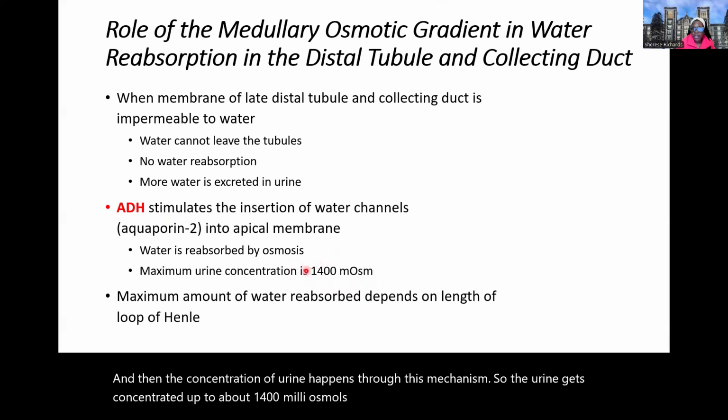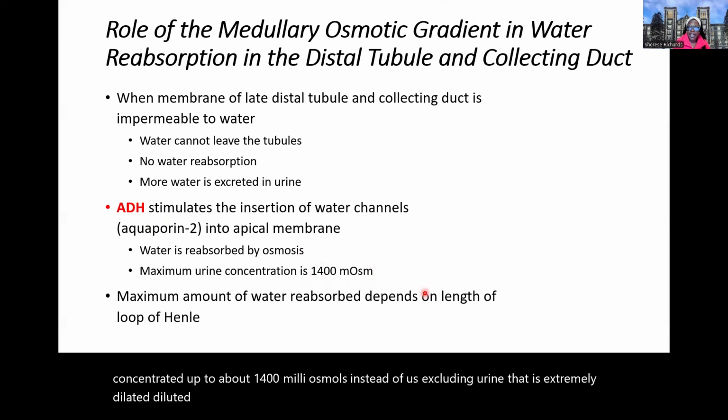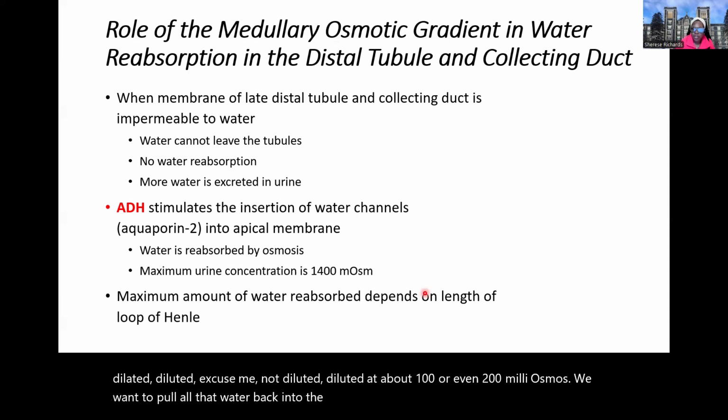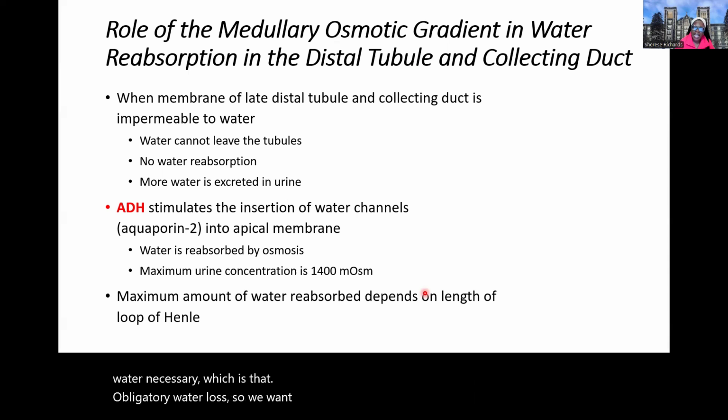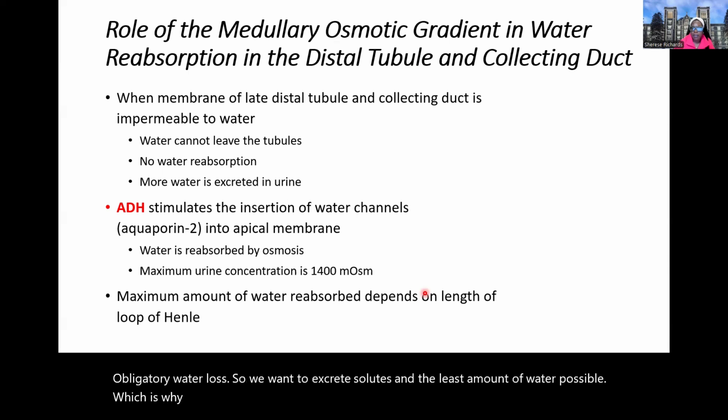Instead of us excreting urine that is extremely diluted, at about 100 or even 200 milliosmoles, we want to pull all that water back into the body, and we want to excrete only the minimum water necessary, which is that obligatory water loss. So we want to excrete solutes and the least amount of water possible, which is why we reclaim and we absorb that water in a regulated way in the distal tubule.